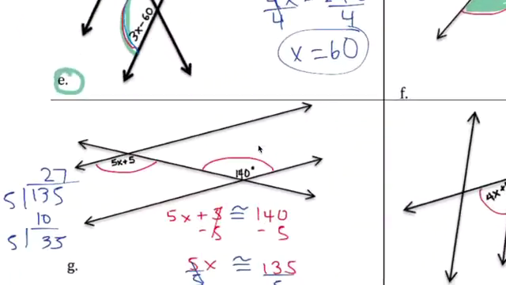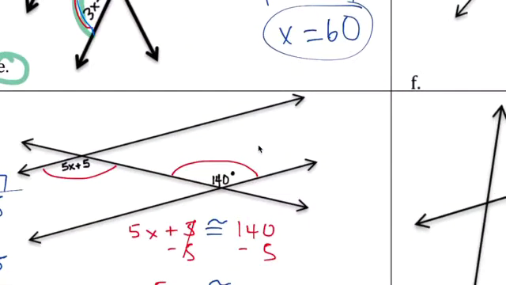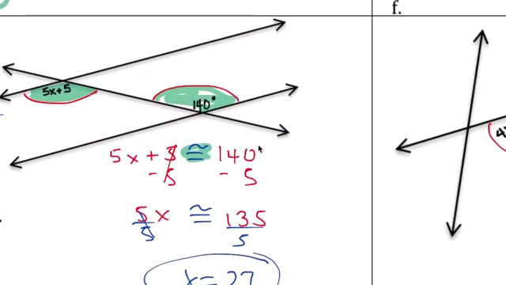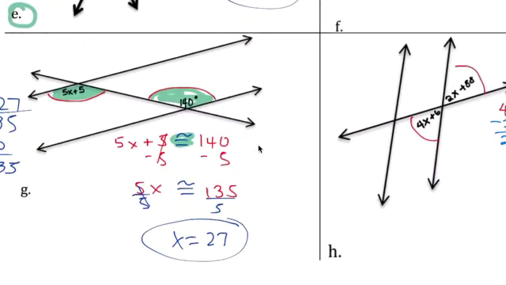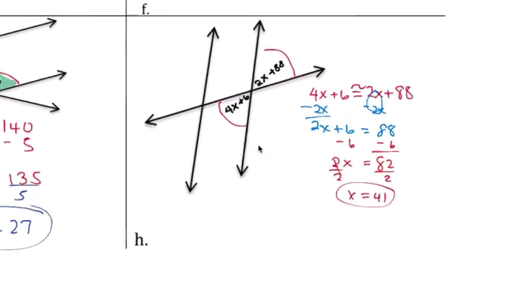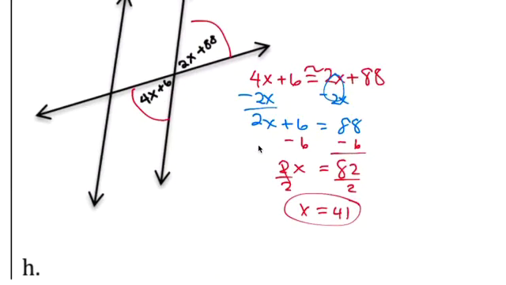So again, these two angles are congruent. That means they are the same thing. So we set up the equation congruent to each other, like that, and then solve it. Same thing for H. They are congruent. They're vertical angles. Notice these two angles are essentially the same. So we set up the equation where they're equal to each other like this, and then solve it from here.